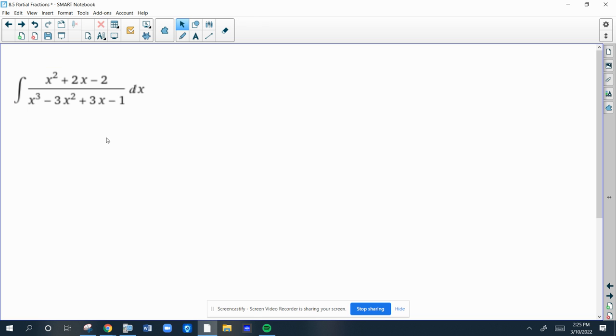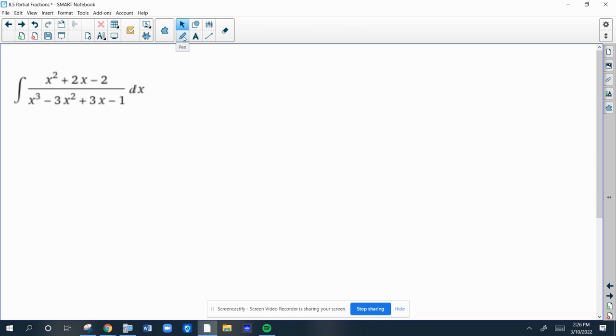The bottom is not the easiest factoring problem, but if you remember all the P over Q stuff, the only possible rational zeros of this would be plus or minus 1. You can check that out with synthetic division, or you can just look at it now. If you plug in 1, you'll get 1 minus 3, negative 2, plus 3 is 1, minus 1 is 0. So you know positive 1 is a zero, or x minus 1 is a factor.